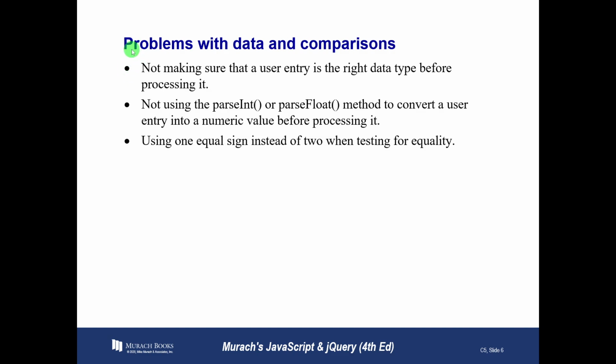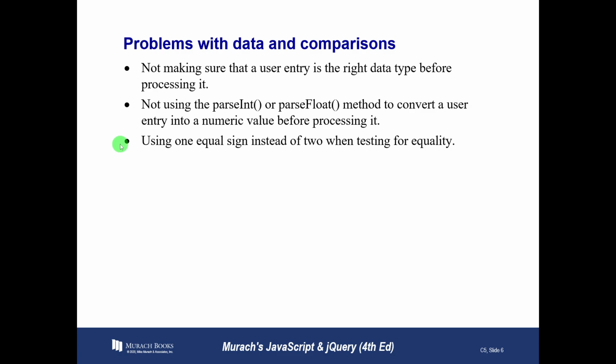Problems with data and comparisons. Not making sure user entry is the right data type before processing it. Don't process something as a double when it's an int, or an int when you think it's a double, or processing it as a number when it's a string by doing something like forgetting to use parse int or parse float to convert the user's entry into a numeric value. Make sure you're doing that so that whatever they typed in those text boxes has been converted to an int or a float.